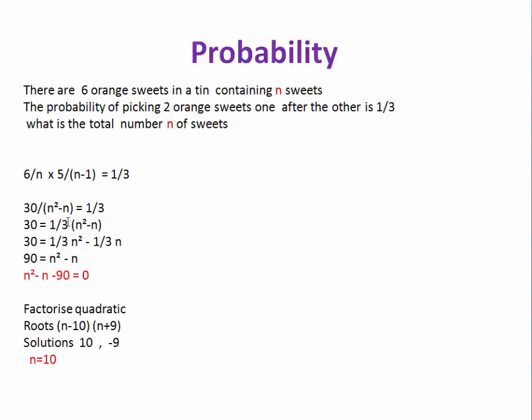So take this n squared minus n to the other side. 30 equals 1/3 n squared minus 1/3 n when we multiply out this bracket with the 1/3. 90 equals n squared minus n. Rearranging, n squared minus n minus 90 equals 0, which is a quadratic. When we solve the quadratic, we get the roots n minus 10 multiplied by n plus 9, which makes our solutions 10 and minus 9. So the solution is n equals 10.